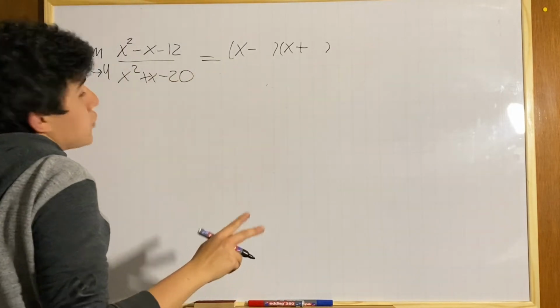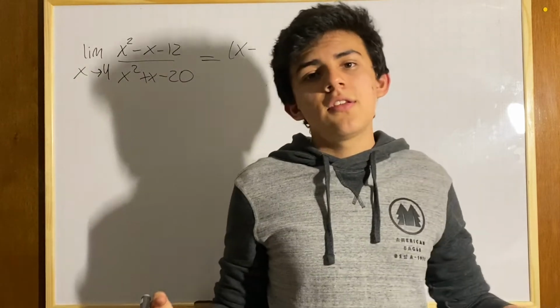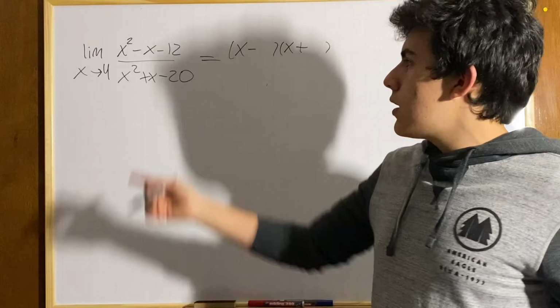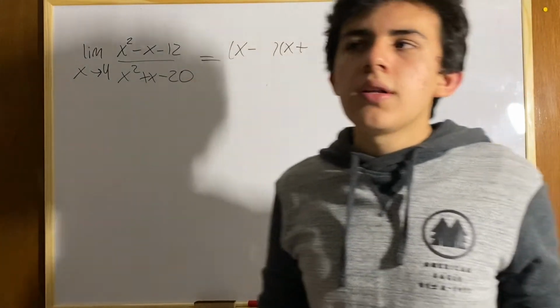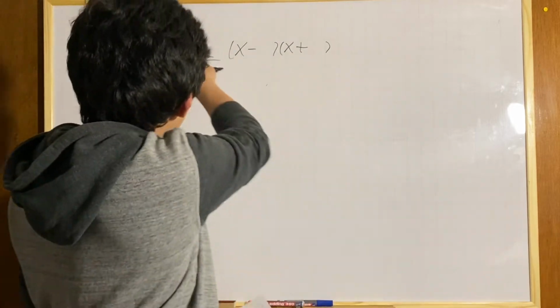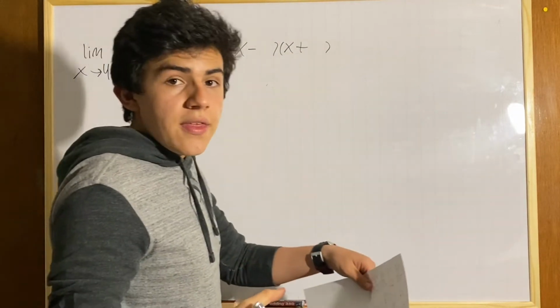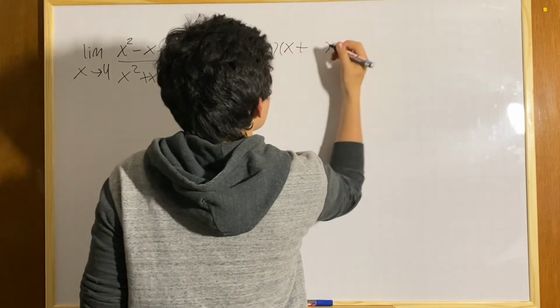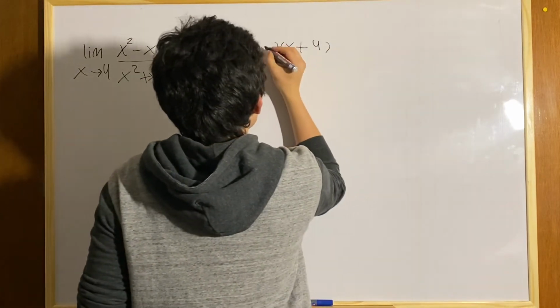So we need two numbers that multiplied give us 12, and that added together give us 1. Now how much is that? Well, pretty simple. We know it's 4 and minus 3. They give us minus 12, and added together they give us 1. So we would get 4 and 3.